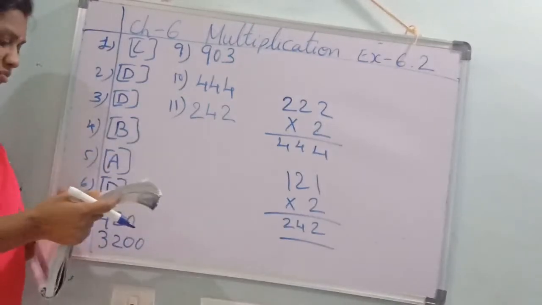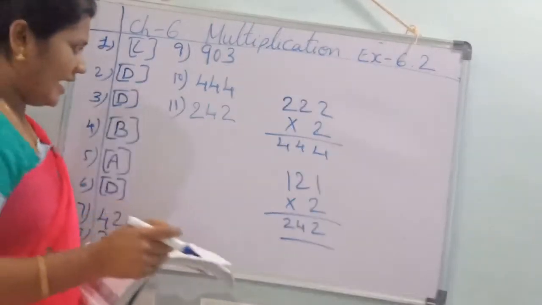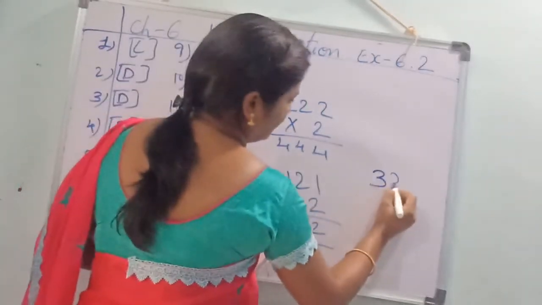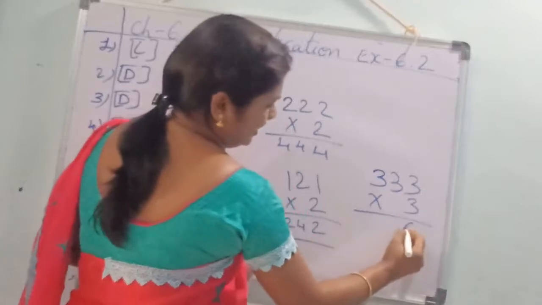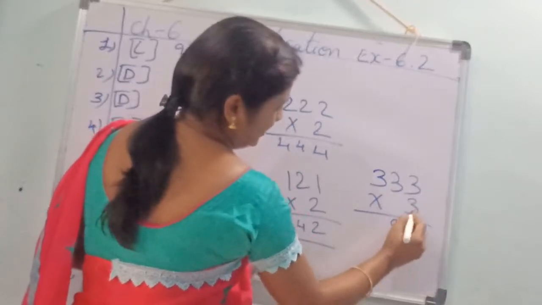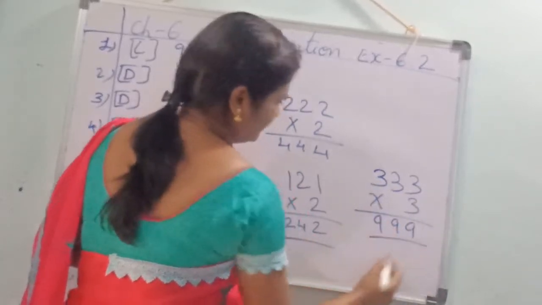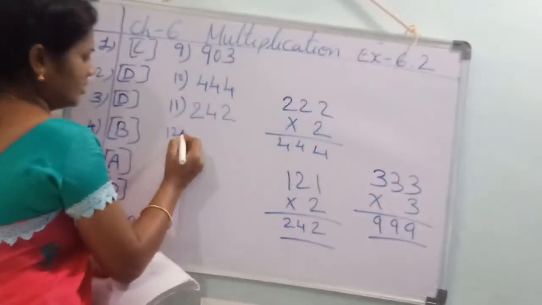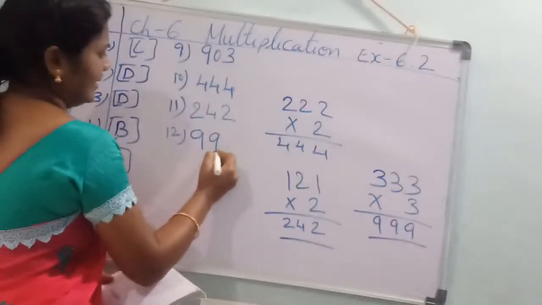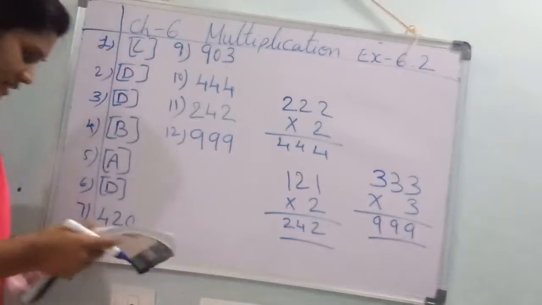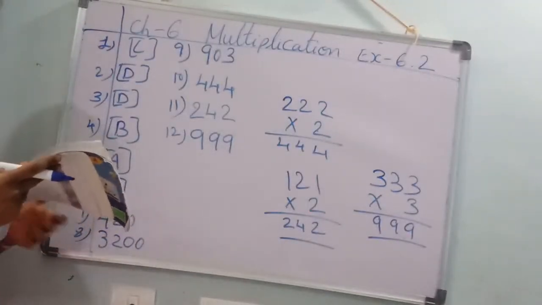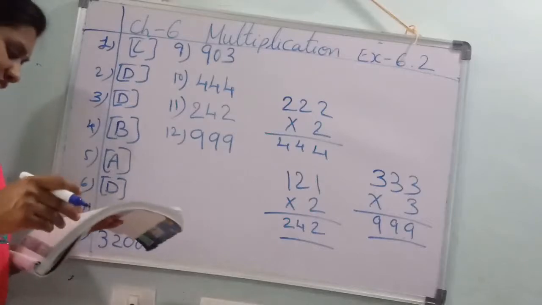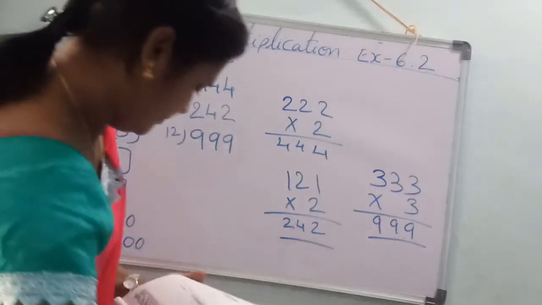Find the product of 333 and 3. 333 into 3. 3 threes are 9. 3 threes are 9. 3 threes are 9. What is the product? 999 is the product. Understood? Next, what is the product of 999 and 3?